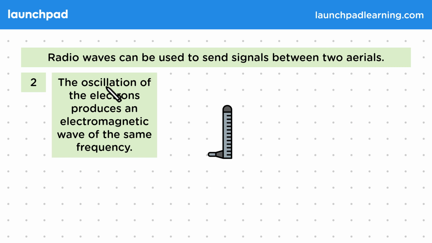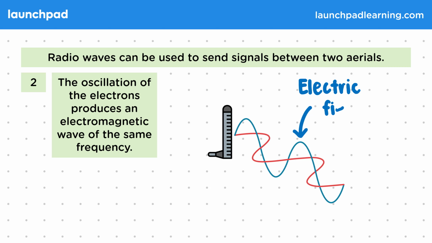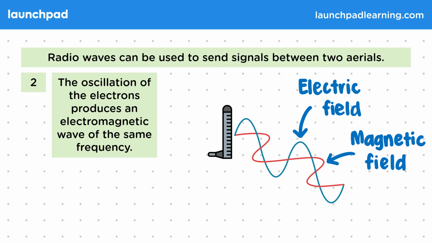In step 2, the oscillation of the electrons produces an electromagnetic wave of the same frequency. An electromagnetic wave is a special type of transverse wave, which can travel without matter. Instead, it travels as oscillations between an electric field and a perpendicular magnetic field. Now, you don't need to know exactly how the oscillating electron does this. At GCSE, you don't really need to know that there's some link between electromagnetic waves and these types of fields, even though the clue's in the name.